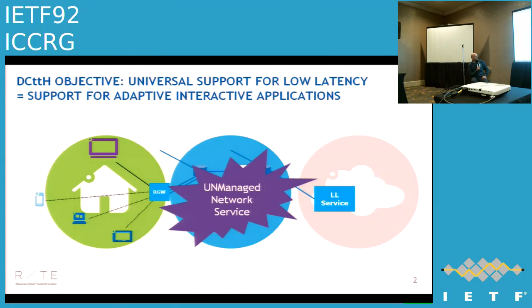So the idea was to reduce the transport latency in the network. And the goal is to have a kind of unmanaged low latency service, so universal support for low latency. Especially for adaptive interactive applications, it's important that you don't only have low latency for the interactivity, but also low latency when there is high throughput. An adaptive application will challenge the throughput and will continuously be greedy if there is not enough throughput, so we also need low latency.